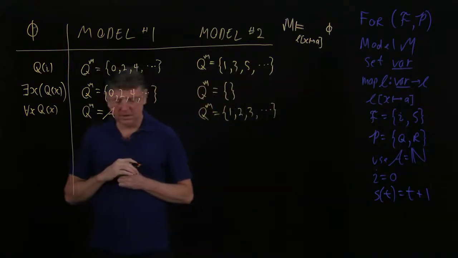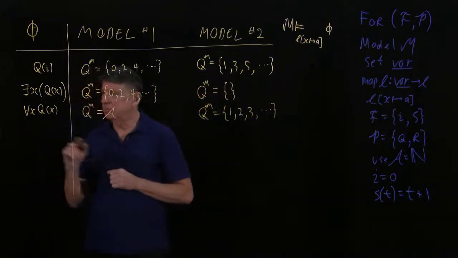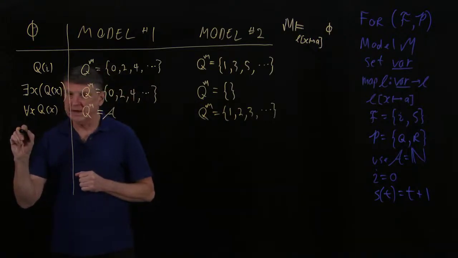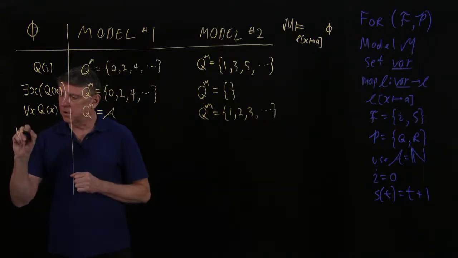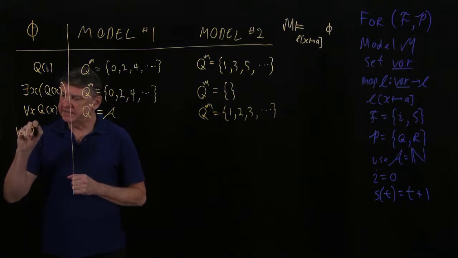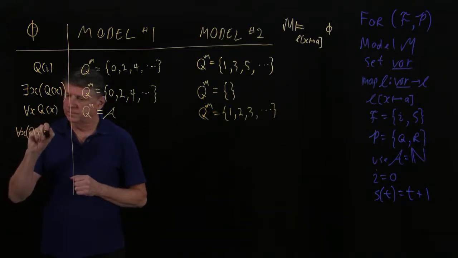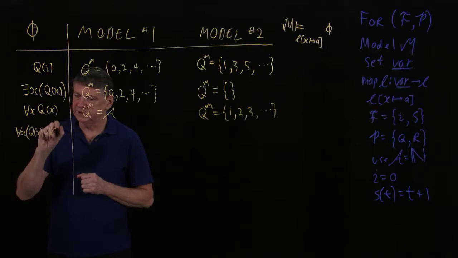What about a slightly more complicated model? Suppose that we have, for all x, x is either Q or x is R.